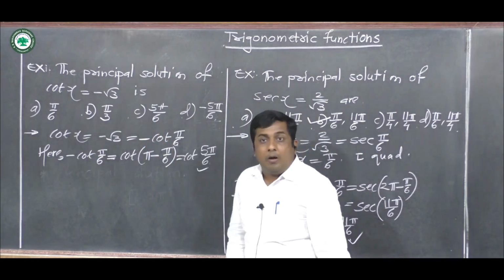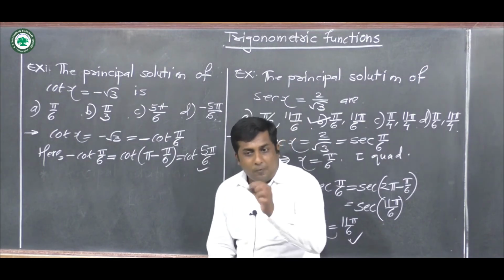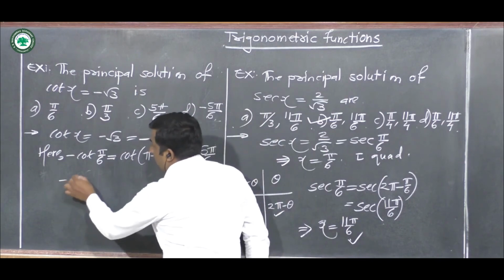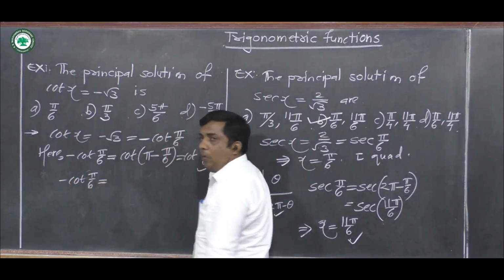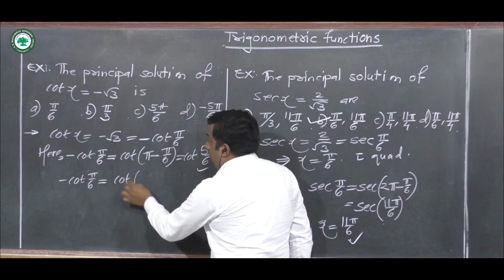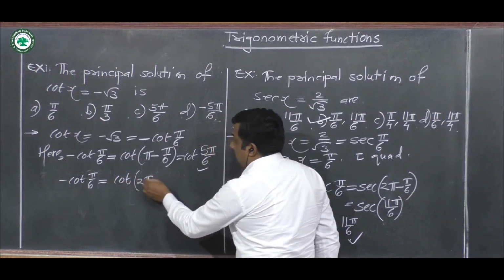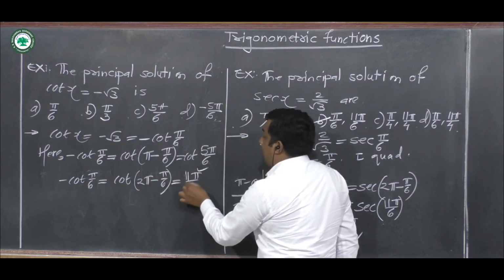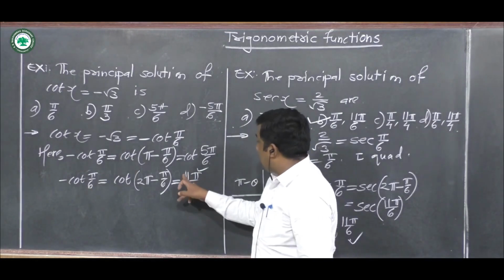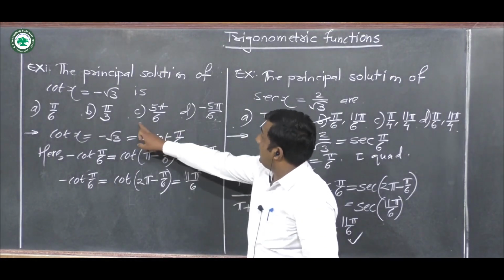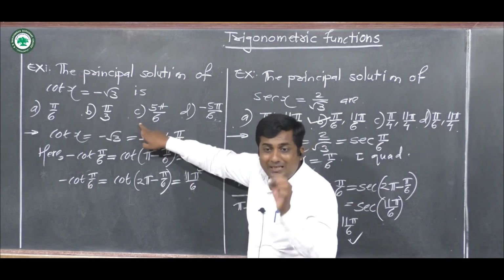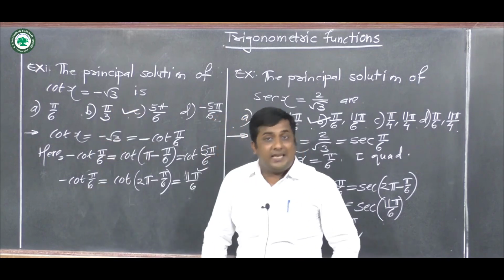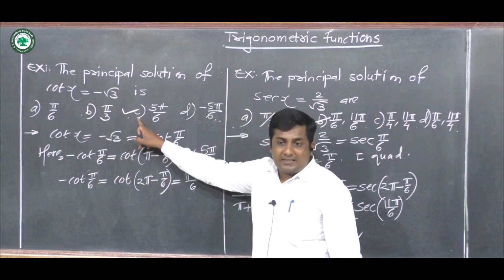Now we check for the fourth quadrant. For the fourth quadrant, our allied angle is 2 pi minus theta. So I write minus cot pi by 6 is equal to cot of, in the fourth quadrant the allied angle is 2 pi minus theta, so 2 pi minus pi by 6, and this is equal to 11 pi by 6. This answer 11 pi by 6 is not in our options. The only option given is 5 pi by 6. So the correct option is C.